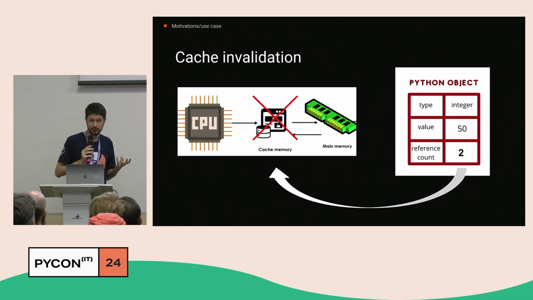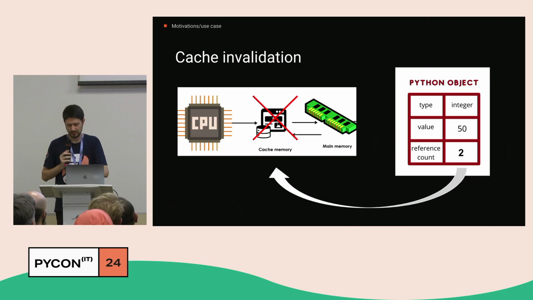So if we really had immutable objects in Python, this wouldn't be a problem, because the reference count wouldn't need to change, and we would have slightly quicker code execution since we wouldn't need to spend another cycle going back to the main memory.